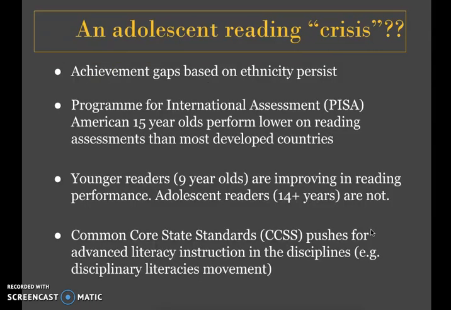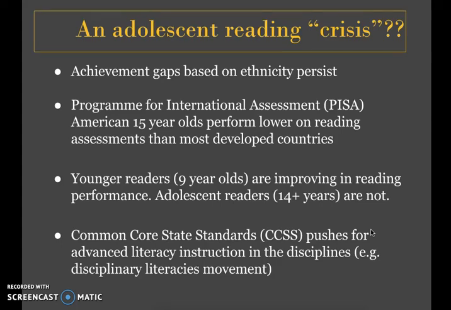So in thinking about this adolescent crisis, yes, there are achievement gaps based on ethnicity, and they persist. So something is not addressing these gaps that we need to think about. The PISA, which is an international version of the NAEP, also finds that American 15-year-olds in particular perform lower on reading assessments than compared to other developed countries. So another cause for concern that many feel.